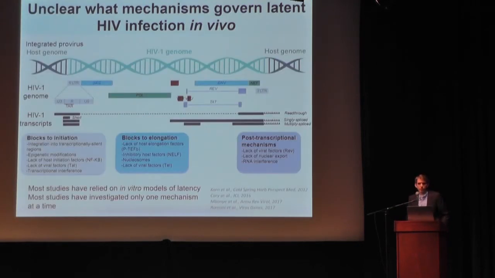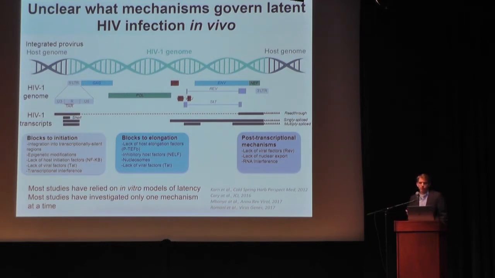So, as I said, despite 20 years of research, it's very unclear what mechanisms govern latent HIV infection in vivo. And it's not that we don't know any mechanisms. In fact, as far as I can tell, there have been at least a dozen mechanisms that have been implicated in HIV latency. Here I show you a schematic of the HIV DNA or provirus, some of the transcripts, and some of the mechanisms that have been implicated in latency.